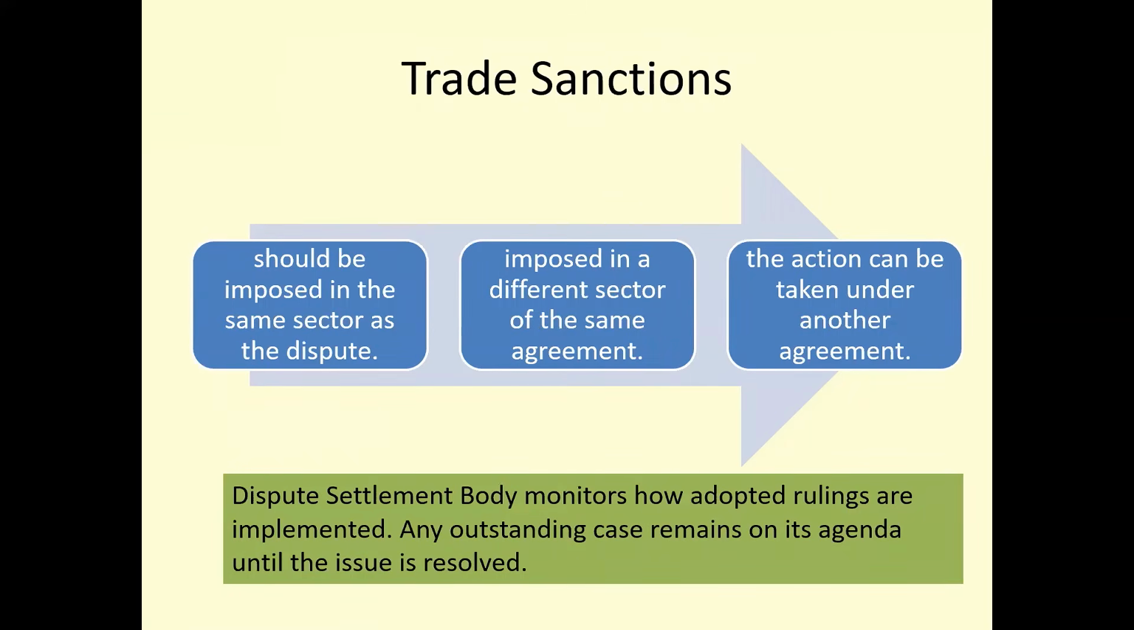In principle, the sanction should be imposed in the same sector as the dispute. If this is not practical or if it would not be effective, sanctions can be imposed in a different sector of the same agreement. In turn, if this is not effective or practicable, and if the circumstances are serious enough, the action can be taken under another agreement. The dispute settlement body monitors how adopted rulings are implemented. Any outstanding case remains on its agenda until the issue is resolved.